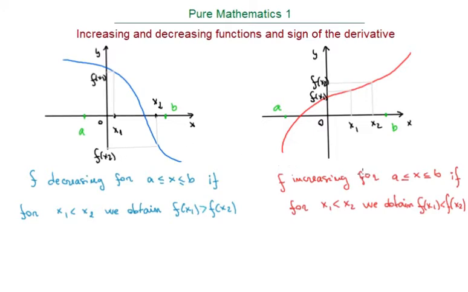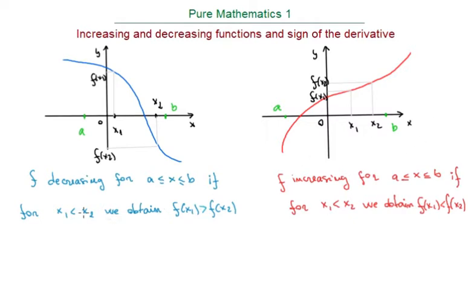On the right, we have the exact opposite. If x1 is less than x2, then we can see that f of x1 is also less than f of x2. So in other words, the bigger the value of x, the bigger the value of the function. And we call this an increasing function. Now this is what we've learned previously and the definitions that we've established. How do they connect to the derivative?